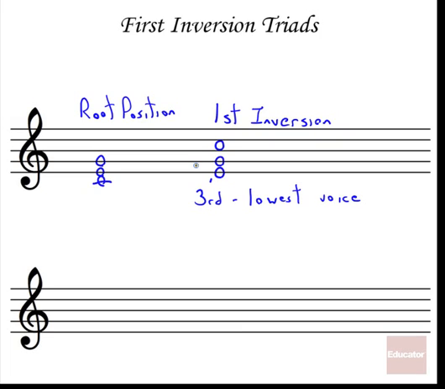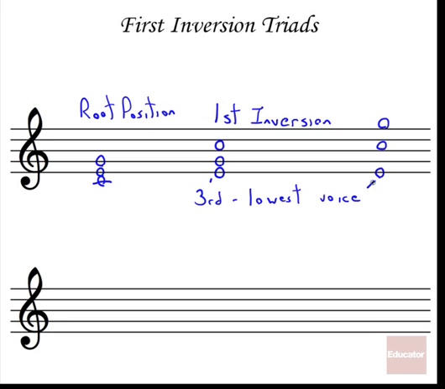Of course, the voices above that can be in any arrangement. As long as we keep this E in the bass, we could have put the C here and the G here. Of course, there's a very wide spacing, but technically this is still first inversion.